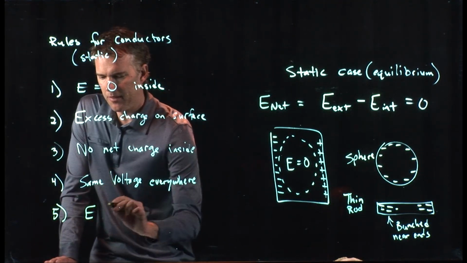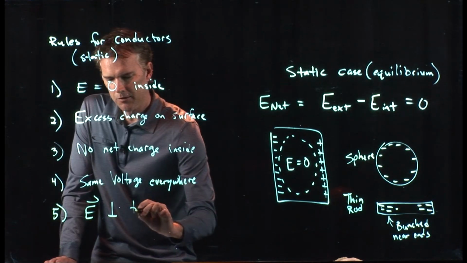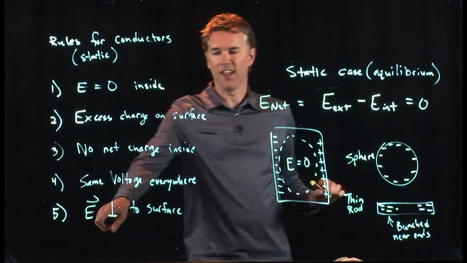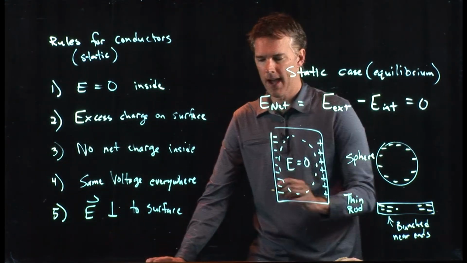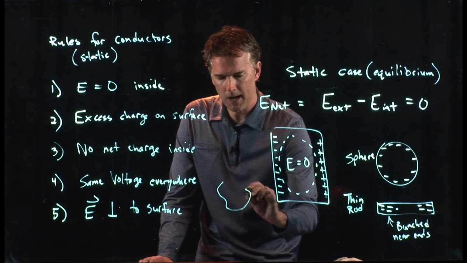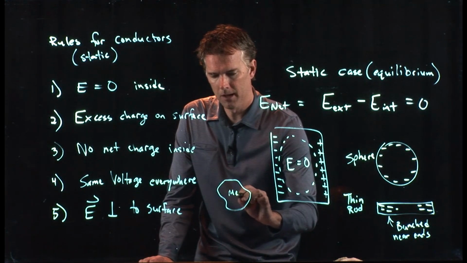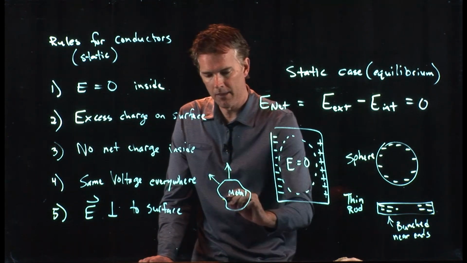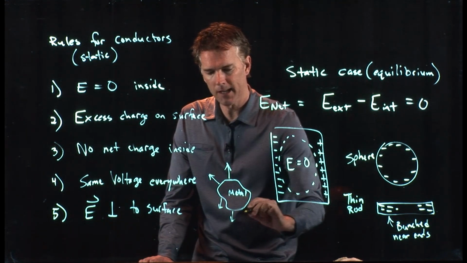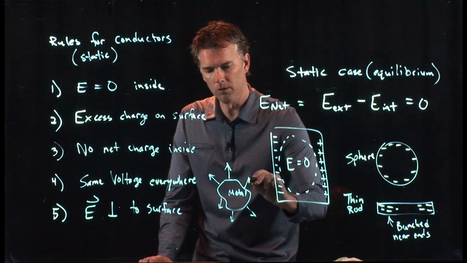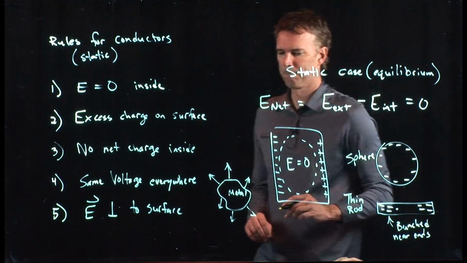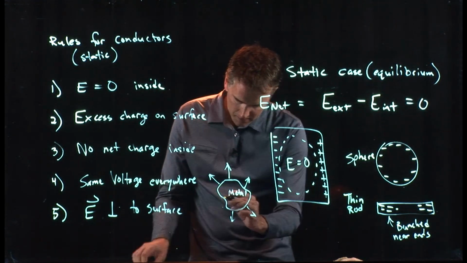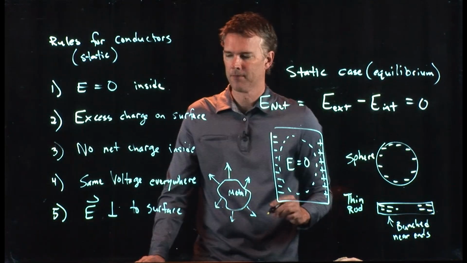And the last is that the electric field is perpendicular to the surface. This is external electric field. So if you have an object that has some complicated shape, this is a metal, and you did have some charge on it, it would make an electric field that is everywhere perpendicular to its local surface. Maybe that one doesn't look very perpendicular. Let's change it. There we go.